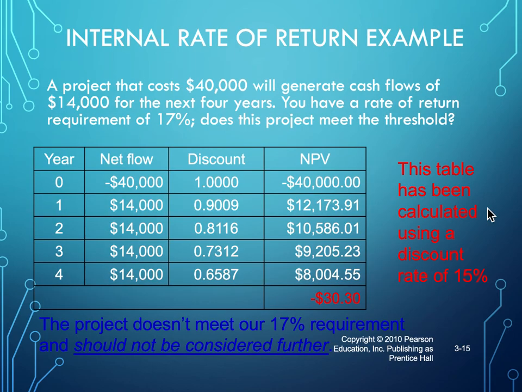An example here we see project cost 40,000, cash flow 14,000 next 4 years. Okay. And rate of return about 70%. So does it meet the threshold? So calculated at 15%. So the expected is 70%, but they got 15%, which is not good.